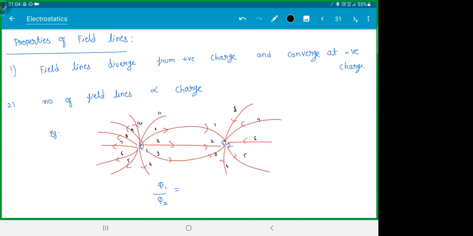So for Q1, 11 lines are going out, so it is plus 11. For Q2, 8 lines, so it is minus 8. Be careful, sign matters. It's 11 by minus 8, because the lines are converging at Q2, so Q2 should be a negative charge and Q1 should be a positive charge. And the ratio of the charges is 11 by 8. So the number of lines is proportional to charge. That is the meaning of the statement here. The more lines you get from a charge, the more the charge is. Easy.